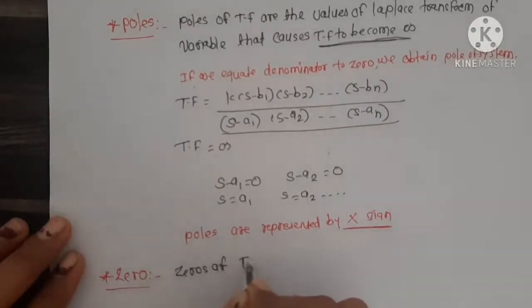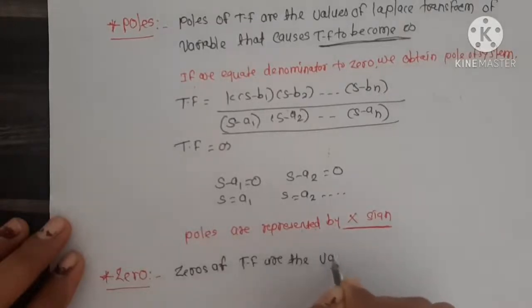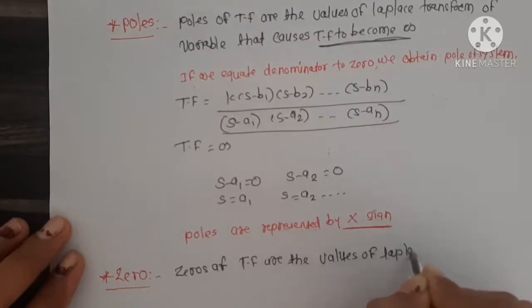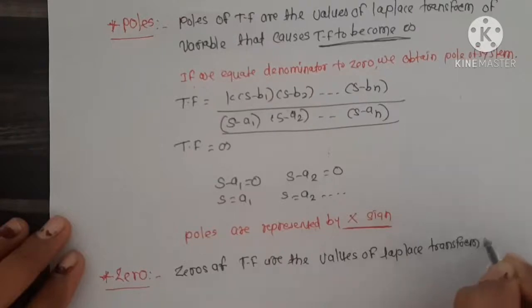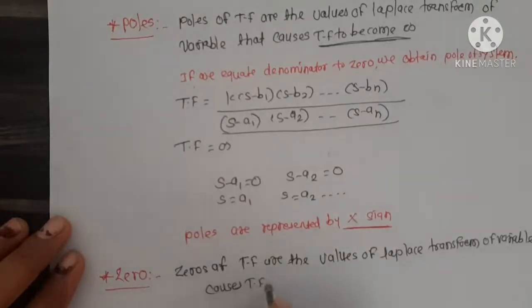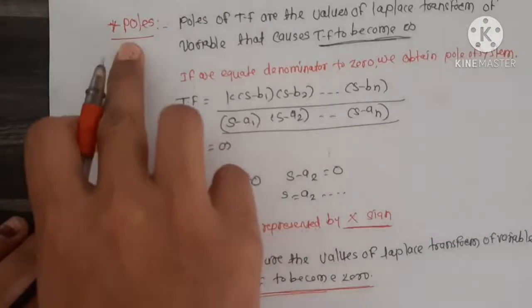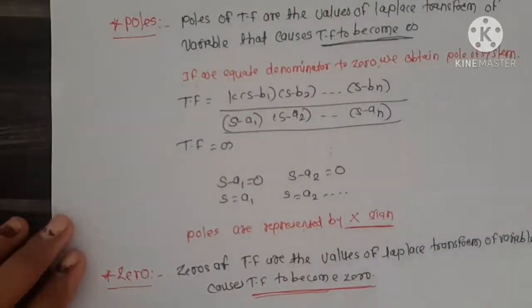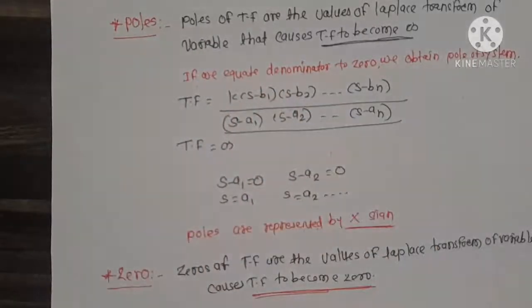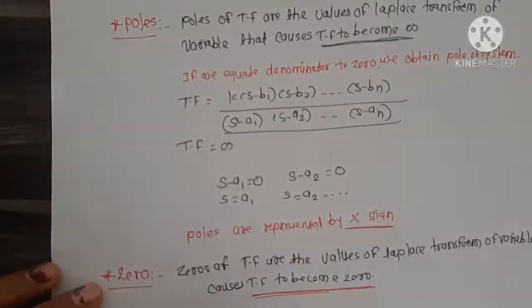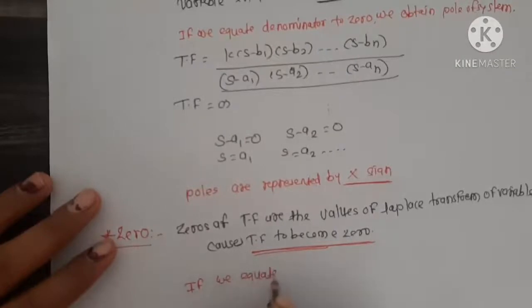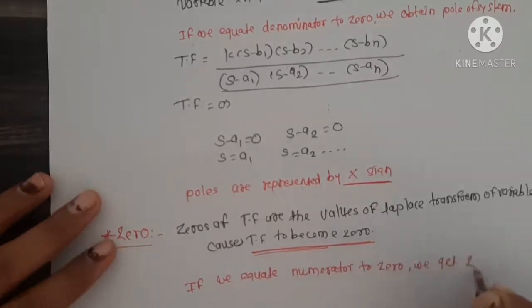So zeros of the transfer function are the values of the Laplace transform variable that cause the transfer function to become zero. Here it is very important: for finding zeros, the transfer function becomes zero, and for finding poles, the transfer function becomes infinite. So if we equate the numerator to zero, we get the zeros of the transfer function.